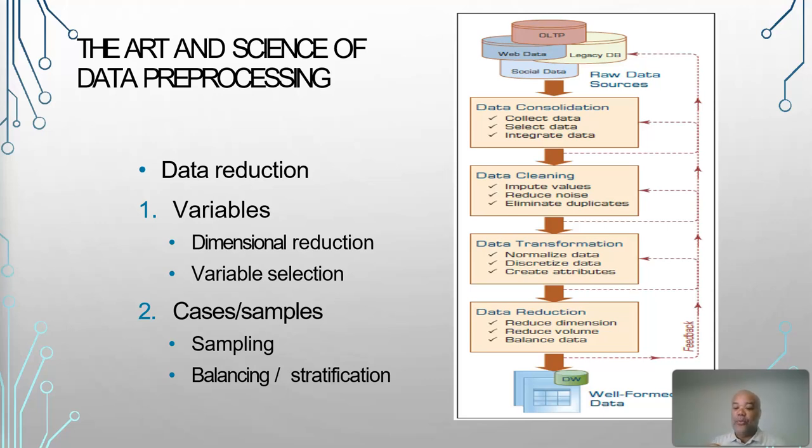And once the data is clean, data transformation is going to modify it by normalizing values, discretizing continuous data or creating new attributes to make it more suitable for analysis. Finally, we're going to have data reduction, which is going to simplify the data set by focusing on the most relevant information. And this is going to involve reducing the number of variables through dimensional reduction, or selecting key variables and balancing or stratifying samples to make sure that we have a good representation in the data.